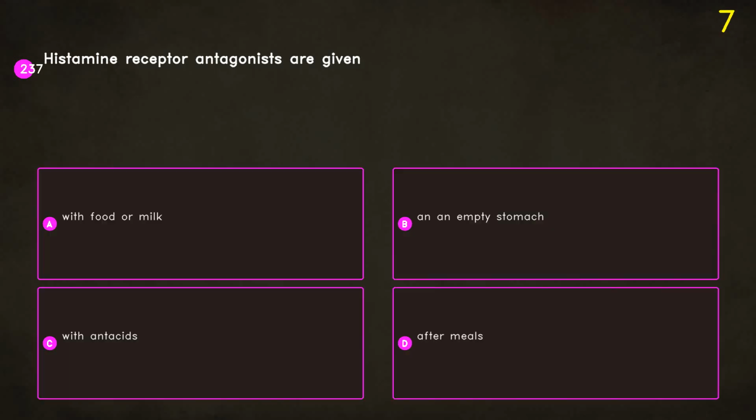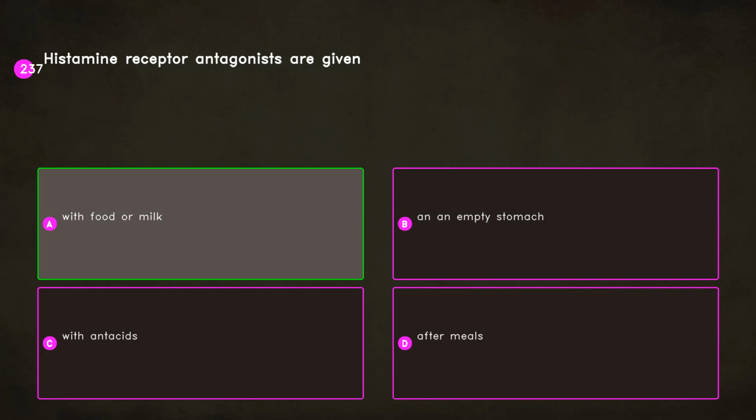Question 237. Histamine receptor antagonists are given A. with food or milk. B. on an empty stomach. C. with antacids. D. after meals. The correct answer is with food or milk.